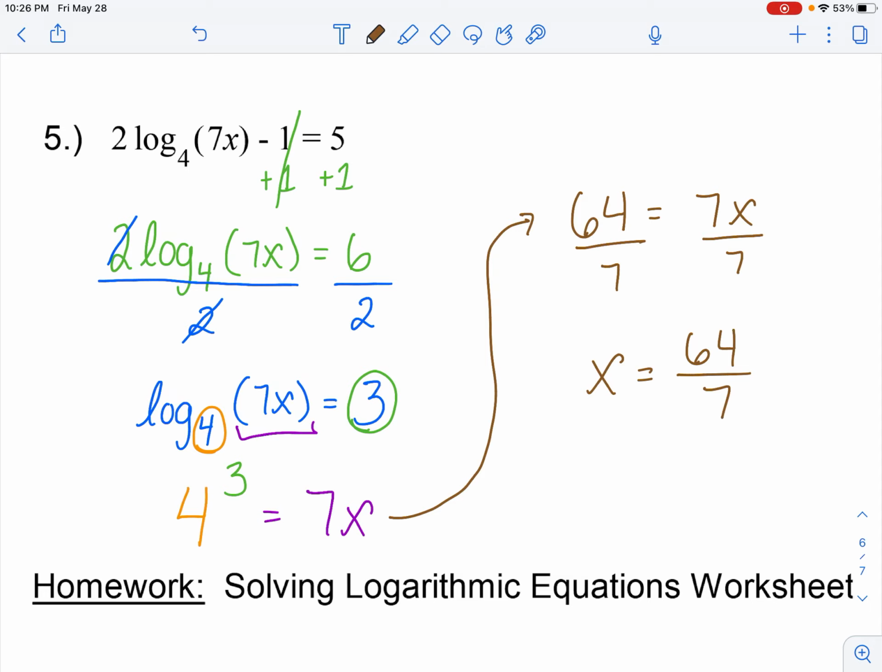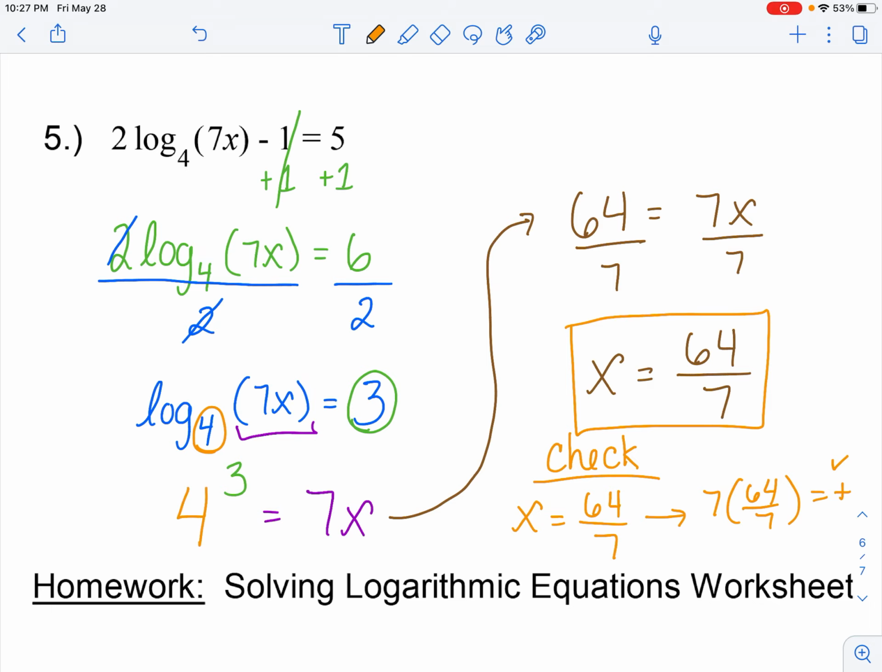And then as far as checking it is concerned, when I plug in x equals 64 over 7, I'm just doing 7 times 64 over 7, but that's not a negative. That works out to a positive, so it checks out, okay? It's not super common to have extraneous solutions, especially when we have just a single logarithm. That comes up more often when we have 2 logarithms involved and we're using that property of equality we talked about in the last video.